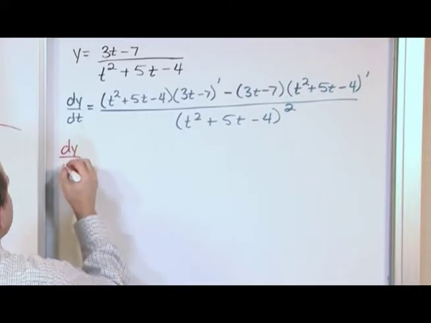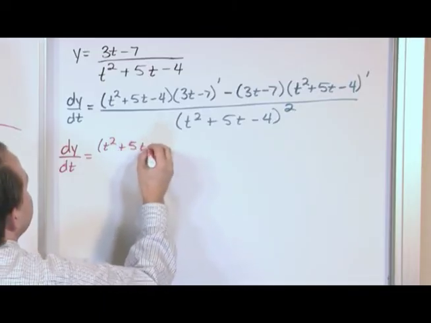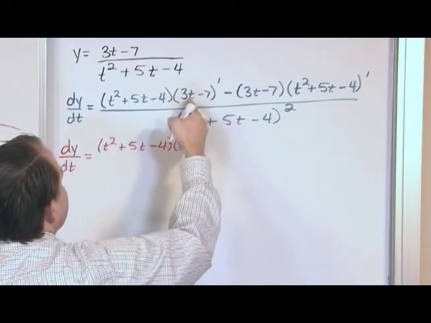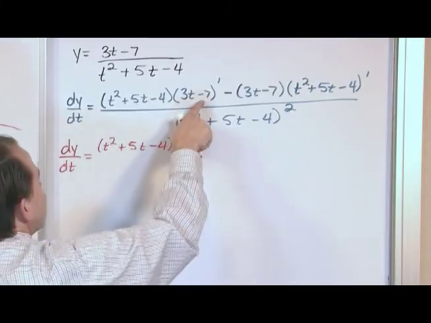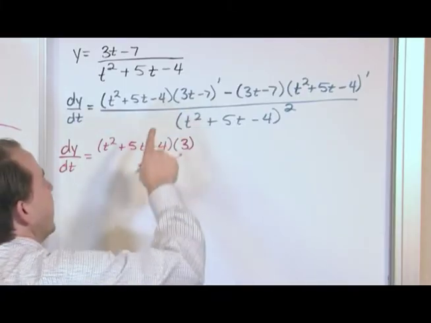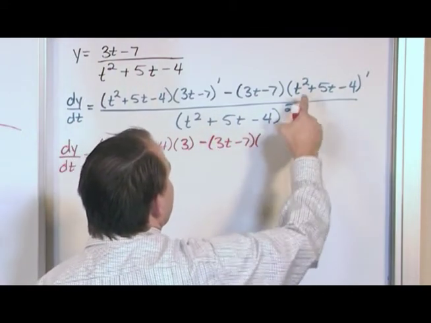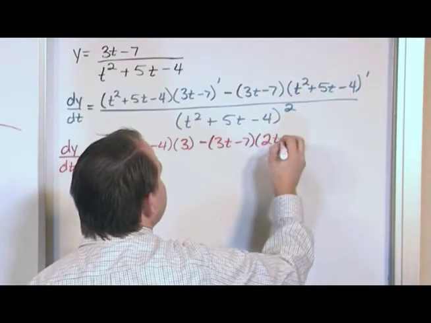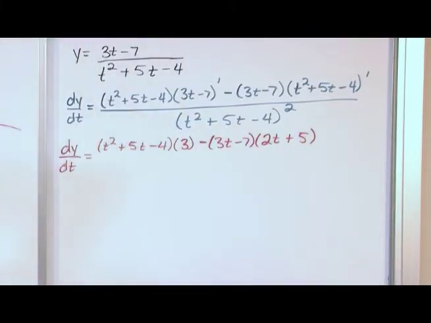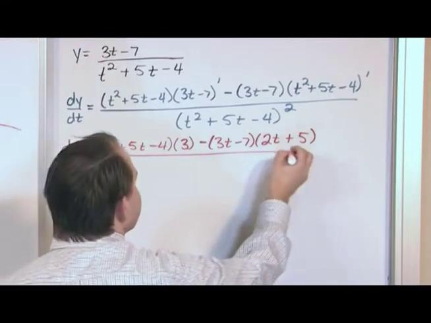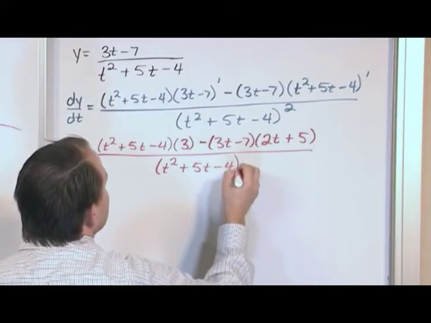So dy with respect to t is t squared plus 5t minus 4. What is the derivative of this guy here? It's just going to be 3, because we just take what's in front of the t, that becomes our derivative. This guy, the derivative of that constant is 0. And we've learned how to do that in previous sections. Minus 3t minus 7. What is the derivative of this guy? Well, here we're going to have 2t. Here we're going to have 5. And here the derivative is just 0, so it just drops off. And we've learned how to take derivatives of polynomials before, so it shouldn't be a big surprise. Underneath, we're going to have t squared plus 5t minus 4 squared.